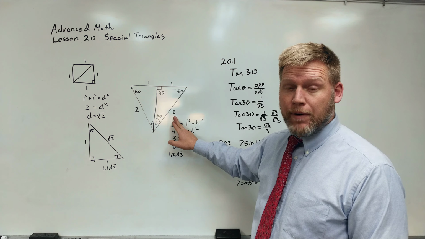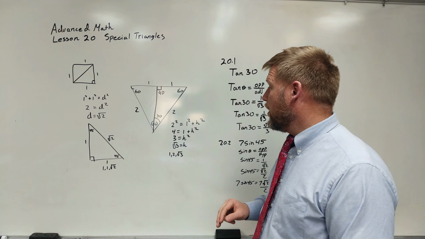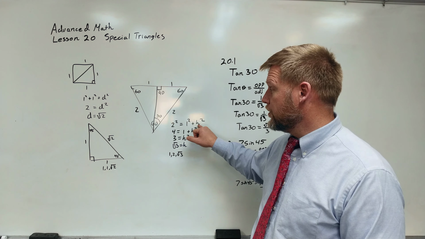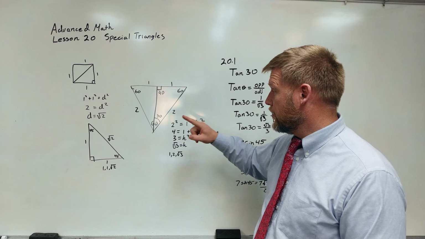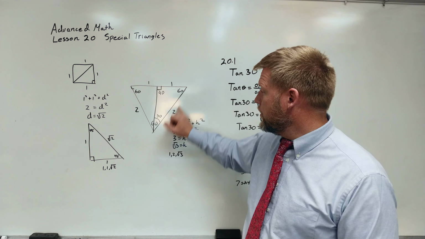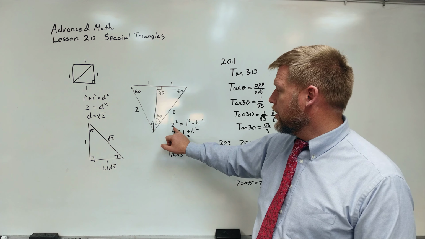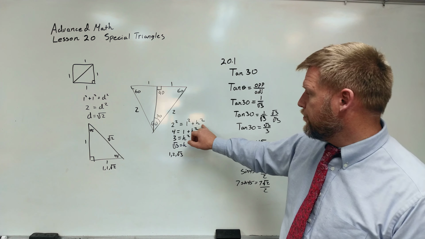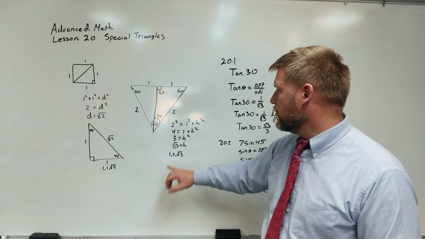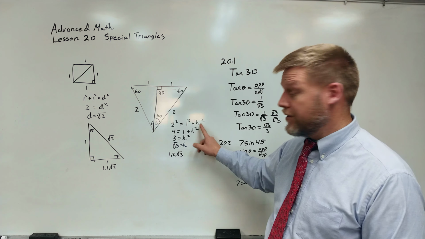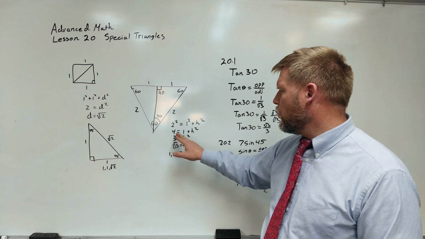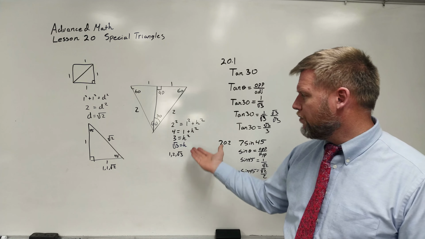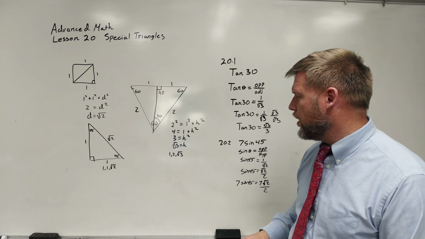So once again, I'm going to use the Pythagorean theorem. However, I realize that I have a side length unknown on this one instead of the hypotenuse, as in the last one. So I'm going to say this is 2 squared. There's my c squared equals a squared, which is 1, and b squared, which is unknown, which I'm going to put h for height in here. When I do so, I say 4 equals 1 plus h squared. Subtract 1 from both sides, I get 3 equals h squared.